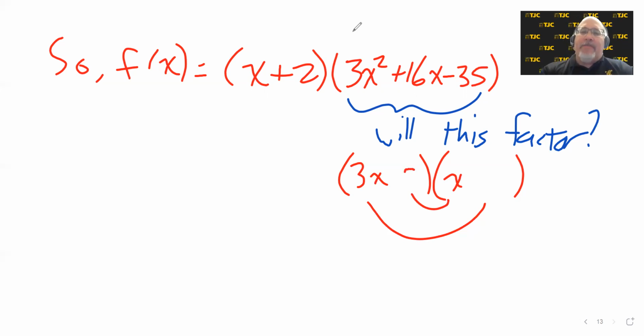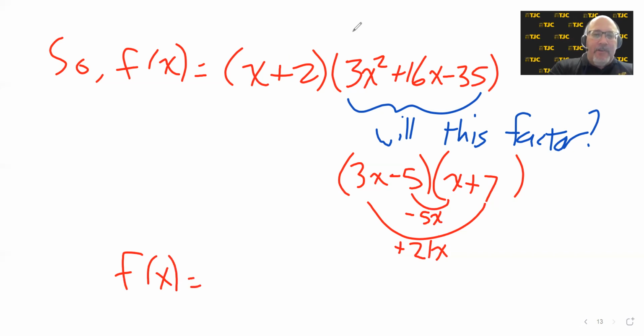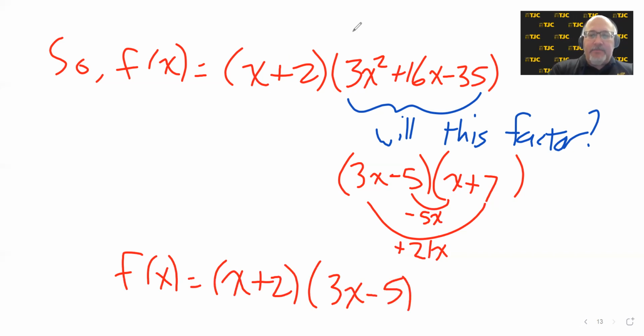Well, let's just try it. If I put a 5 and a 7 here, then the outside makes it 21. Oh, of course it'll factor. It's right there in front of me. Let's see. And I say that because this is 21x on the outside. This is 5x on the inside. I can combine those to make a negative 16 if the 5x is negative and the 21x is positive. So the 7 has to be positive since it made the 21, and the 5 has to be negative since it made the negative 5x. So our function does factor completely into x plus 2, 3x minus 5, and x plus 7.